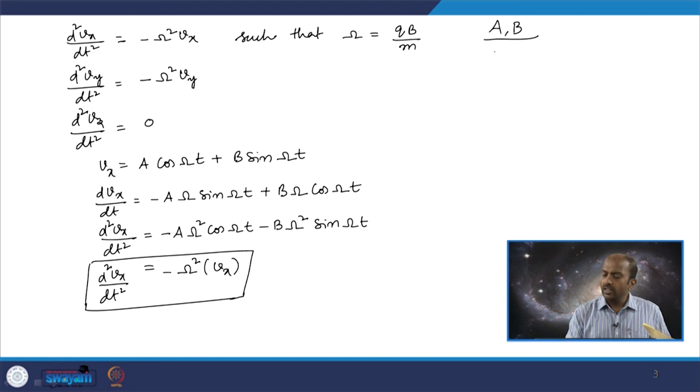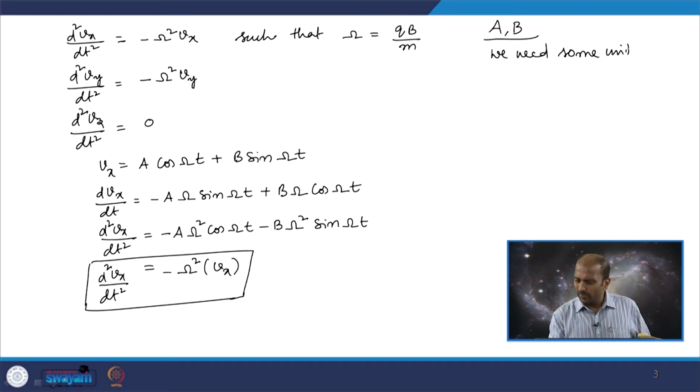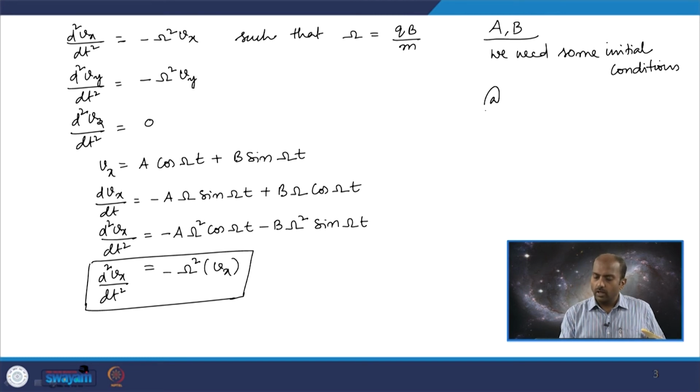In order to find the values of these two constants, we need some initial conditions. What are the conditions? Let us say at t is equal to 0, the velocity Vx is taken as V0x and the velocity Vy is taken as V0y. Okay.